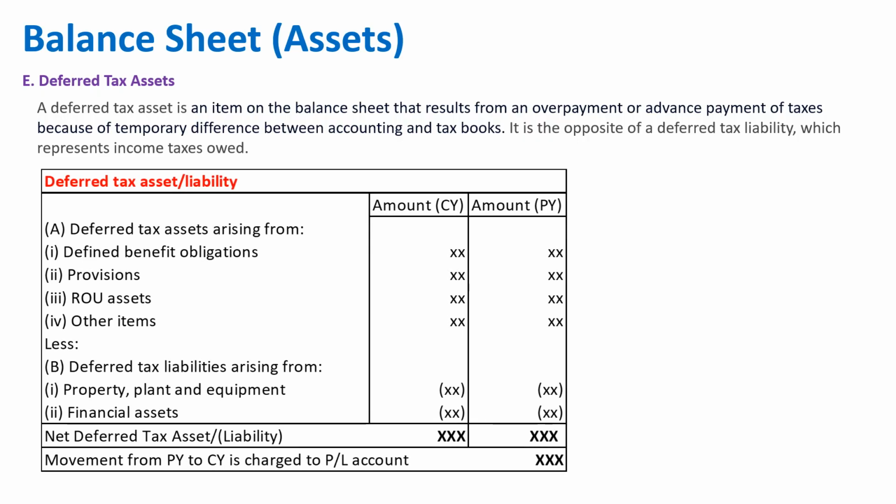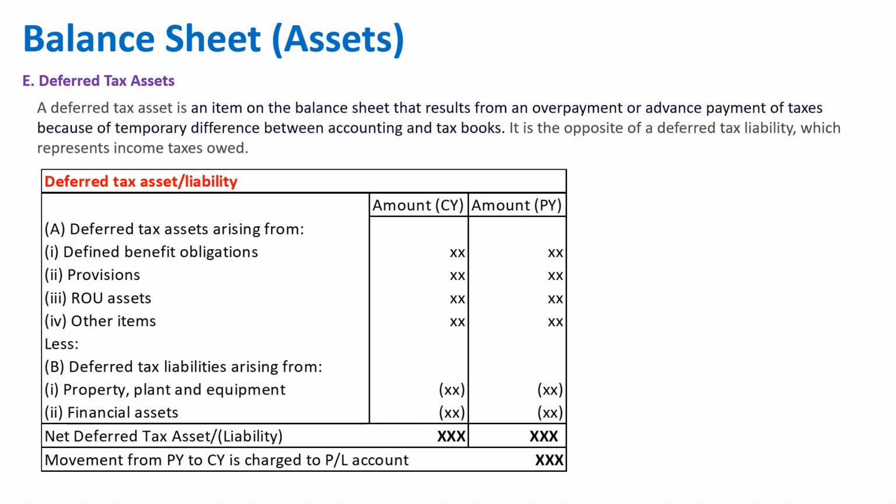So this is a template, not that all this item what is there in the template will be applicable for every company, but it is a standard template to give a clarity that how the deferred tax asset or liability is calculated. So you can see there are 2 years here, current year and previous year, and deferred tax asset arising from, that means the temporary difference you are writing down here, defined benefit obligation, for example, for employees, provisions, RU assets, other items, less deferred tax liabilities arising from plant property equipment, financial assets. The difference between assets and liability is reported as deferred tax asset. That means if the deferred tax asset is higher than deferred tax liability, then the difference between both will be shown as deferred tax asset.